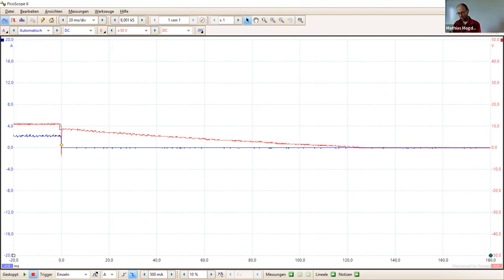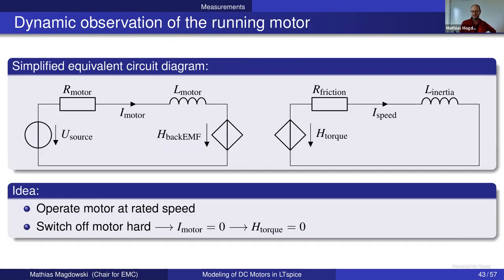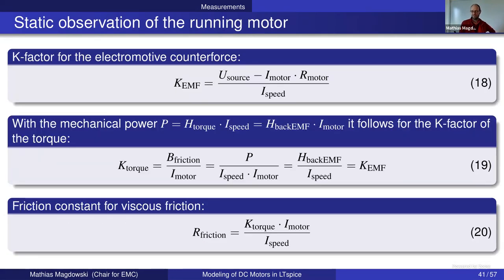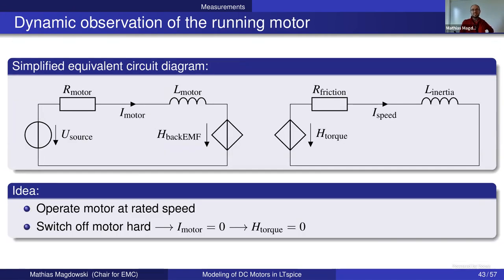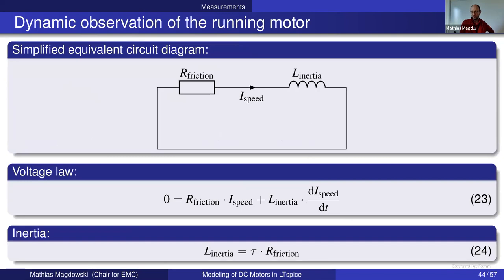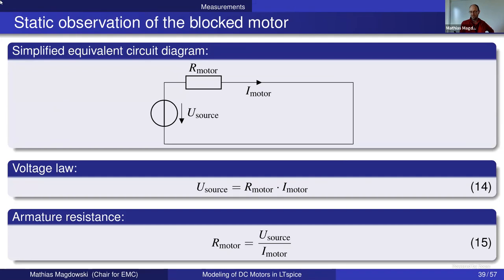Okay, so to wrap up, from all these measurements, and once again, looking at these circuit schematics, from the measurements that I've just shown, you can take a look at this in the slides if you need it later on. You can get all the parameters of the motor that you need. Let me go back to the beginning. So we look at the block motor. From the block motor, we get the resistance, because just resistance is active.